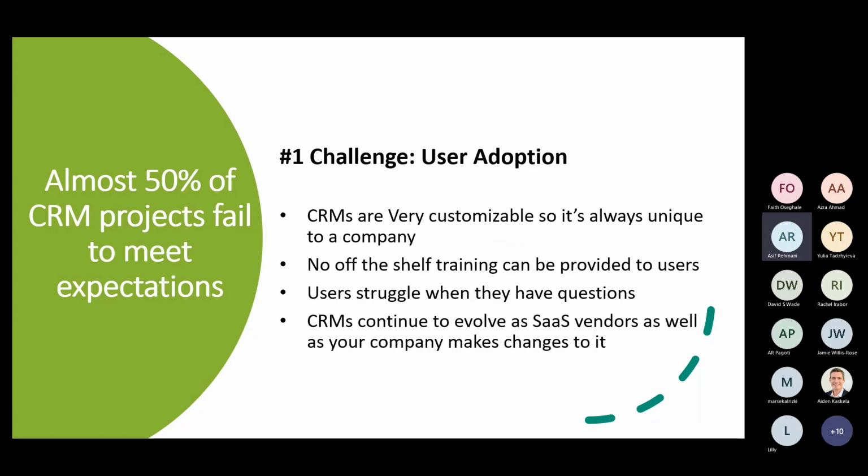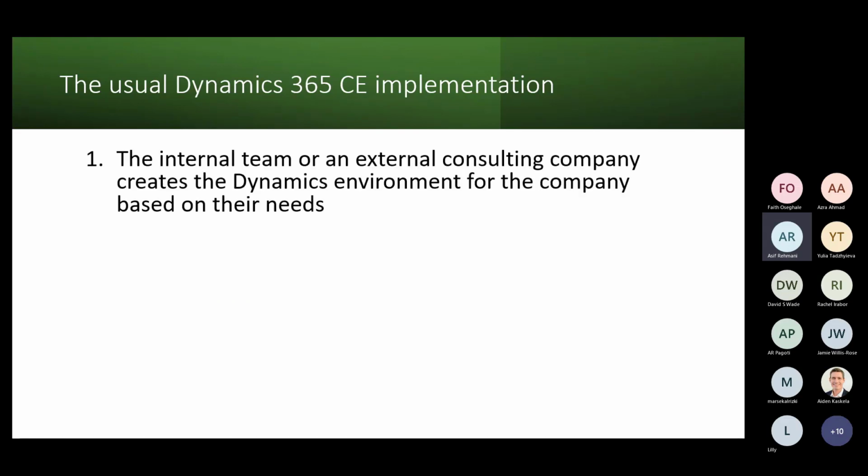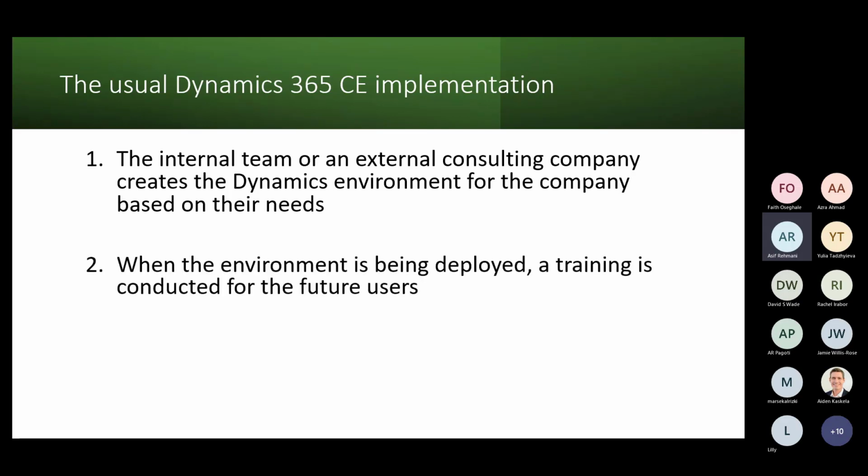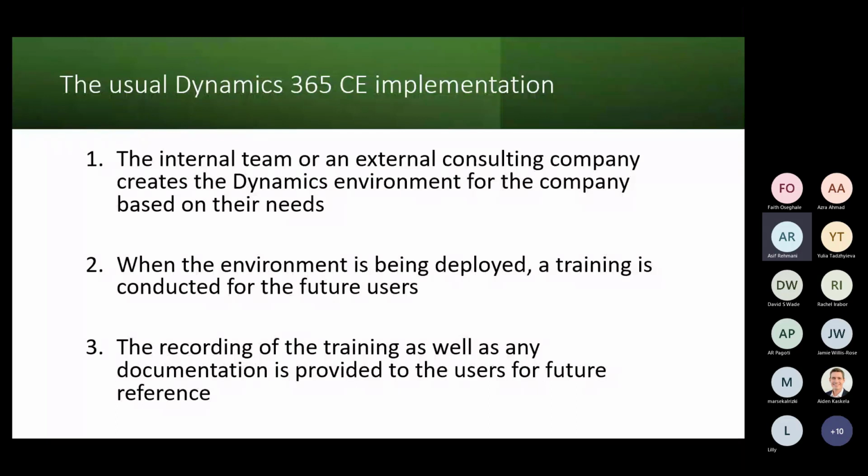So what do we do? That's the thing. How do you get away from the whole 50% failure rate with many SaaS applications, including specifically CRMs here? The usual app implementation that happens, and I have called out Dynamics CE over here, but this honestly goes for everything, is you have a company, internal or external, that deploys an environment like Dynamics. And then when it's being deployed, training is conducted for future users who are going to be using it. And then you have the recording of that, maybe sitting in SharePoint or the file server or somewhere. And then you say, okay, good luck, have fun.